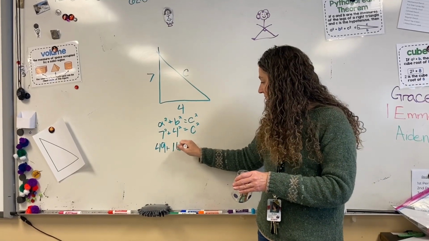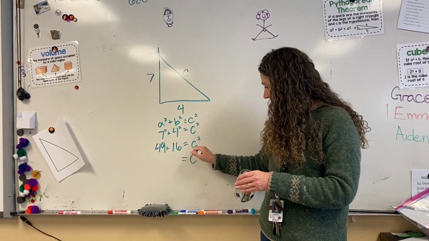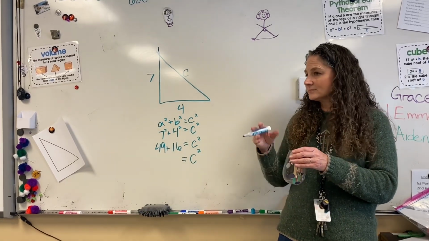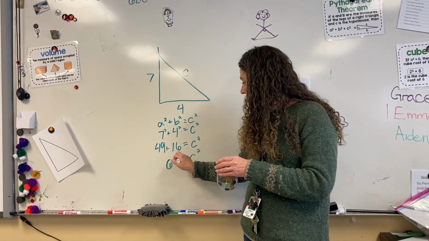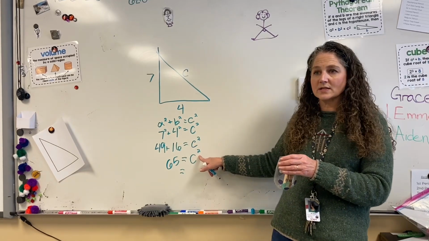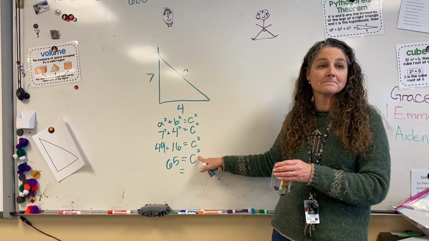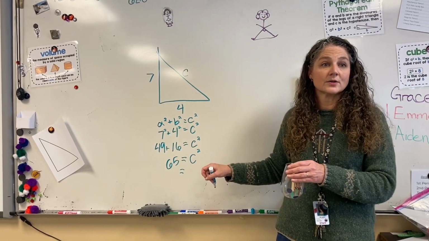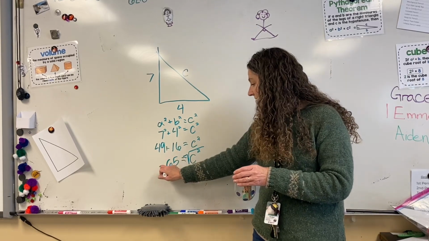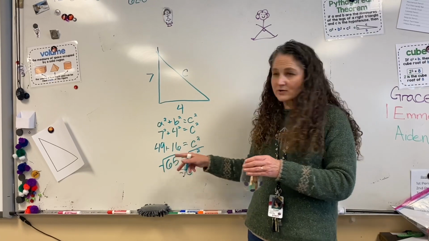Everybody add together 49 plus 16. What is it? 65. All right, what am I going to do? I don't want C squared, I want C. What do I need to do to C squared to get C? Square root. We're going to take the square root, but if I do it to one side, I have to do it to the other. So the square root of C squared is C, and the square root of 65.